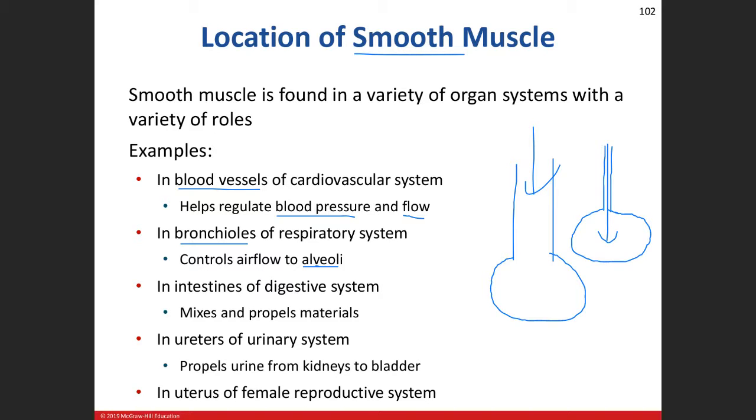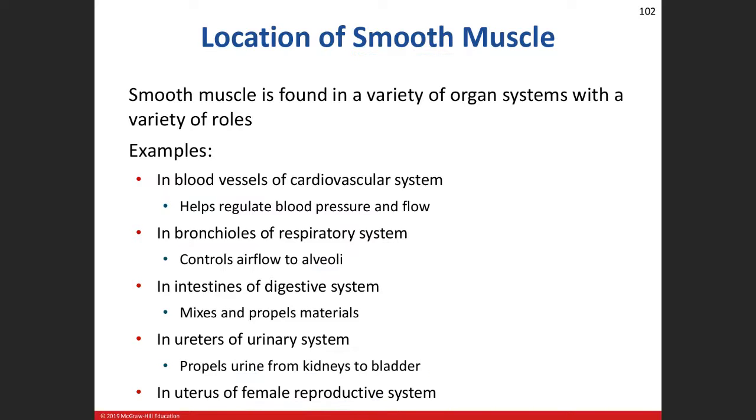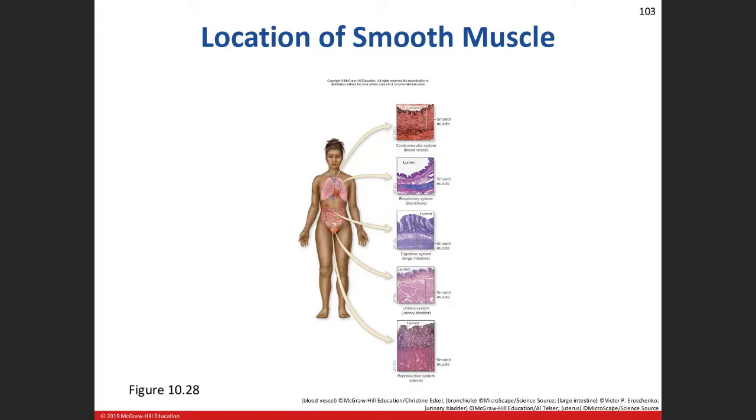All right, urinary system, same type of situation. That's how we are going to get urine from the kidneys down to the bladder. Then we'll also see it in the female reproductive system. You'll learn about that when you talk about the uterus and whatnot. There are different layers in the uterus there. That's just a picture of that.